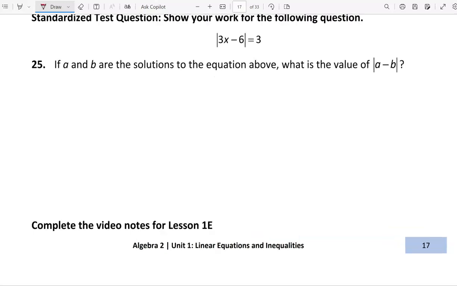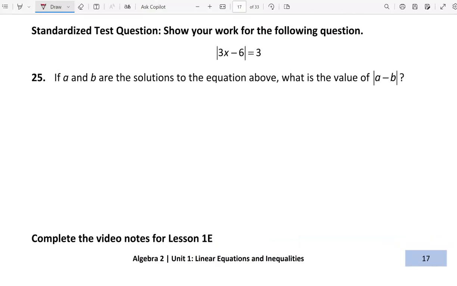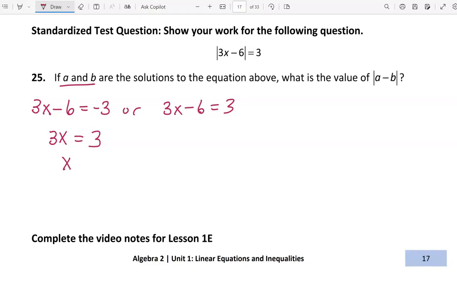All right, last one is a standardized test question. And it states that a and b are solutions to this equation above. So it kind of hints they want you to find those solutions. So if the absolute value of 3x minus 6 is equal to 3, then 3x minus 6 can equal -3, or 3x minus 6 can equal +3. Adding 6 and dividing by 3, we get one solution of 1. And adding 6 and dividing by 3, we get another solution of 3.